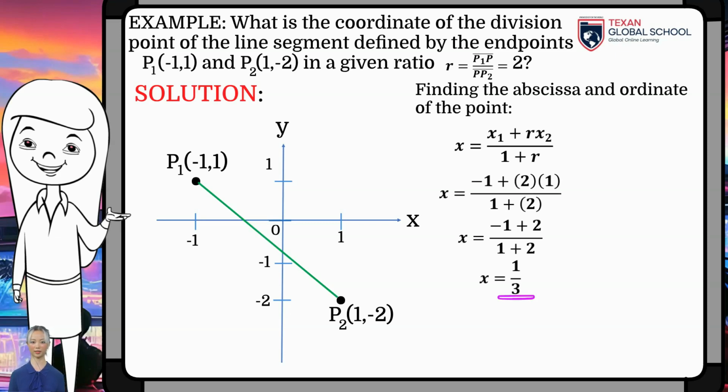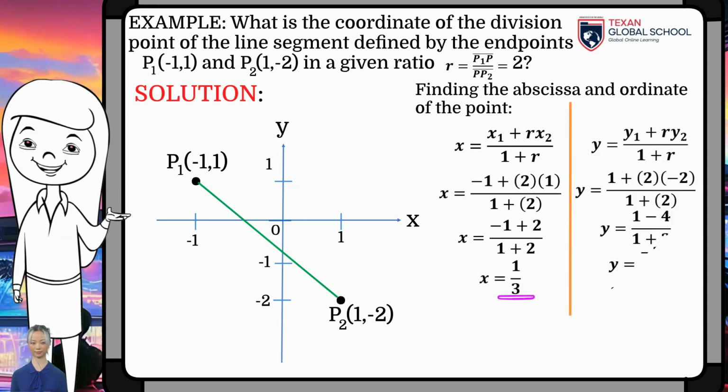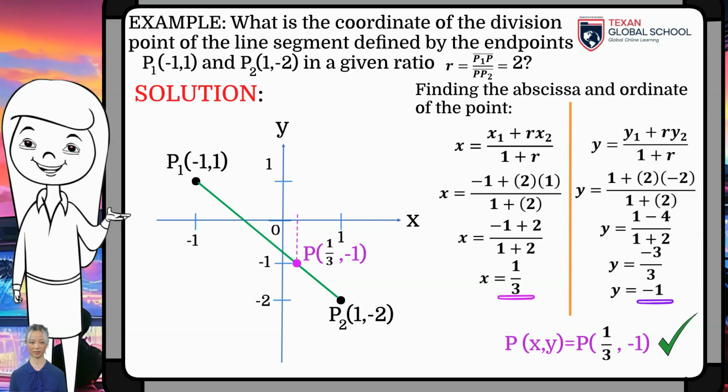Repeat the process but now to obtain the ordinate. We substitute y1 equal to 1, the given ratio is equal to 2, and y2 the same as -2. Obtain a point P with coordinates 1/3, -1. Plotting the point shows that it divides the line given a ratio of 2 to 1.